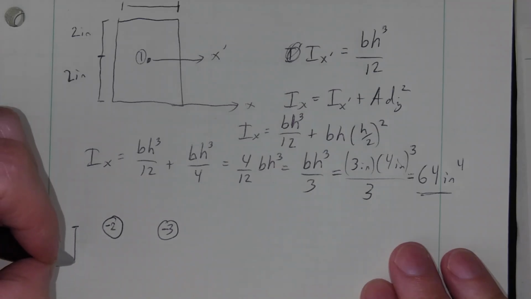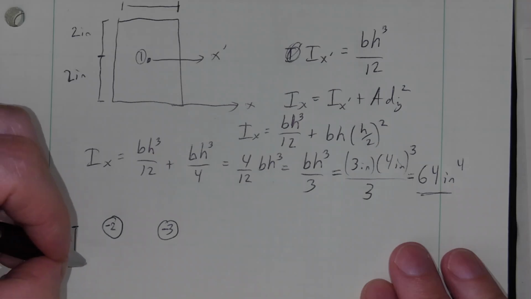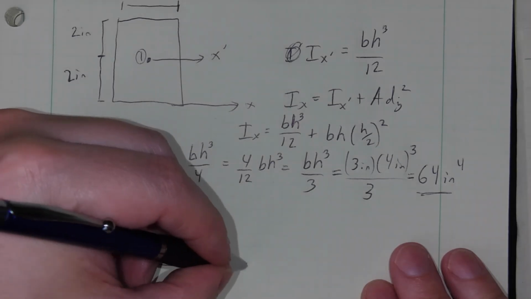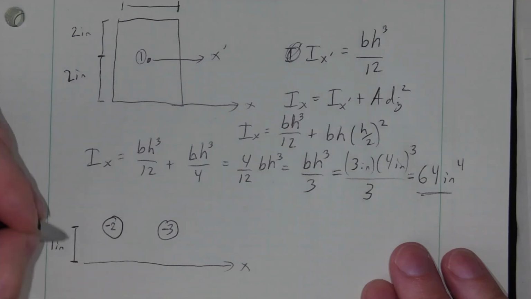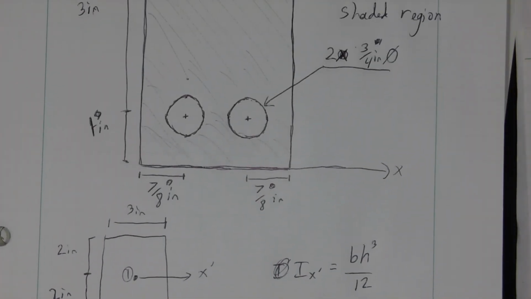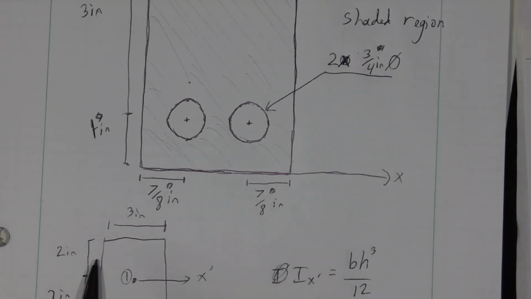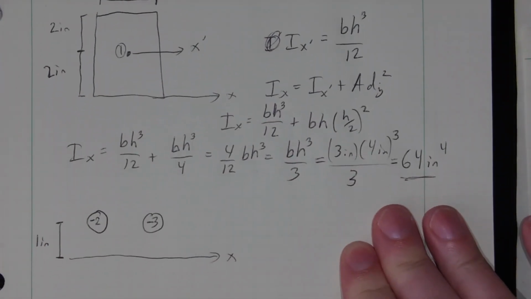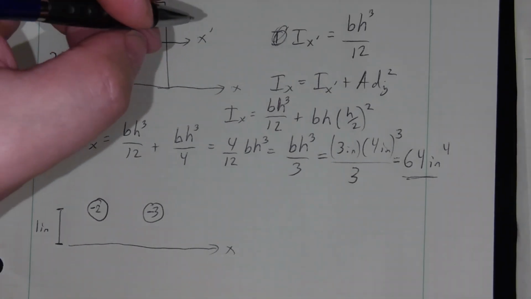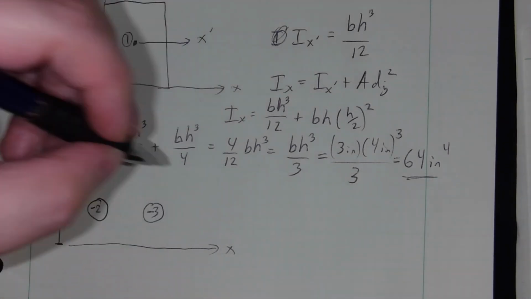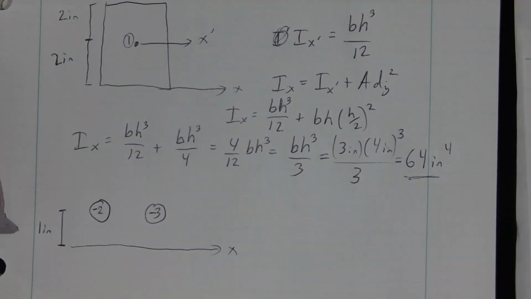The distance to the center of those holes, down here to the x-axis, is going to be 1 inch. That's given on the initial diagram. 1 inch up to the center of those 2 holes. And so that's going to be my d sub y. It's going to be 1 inch.